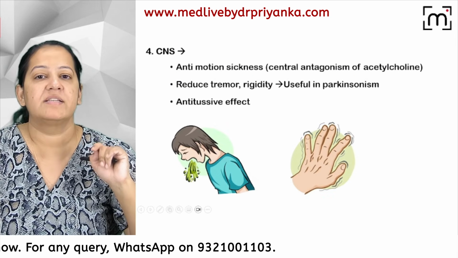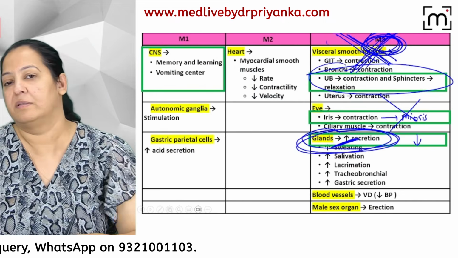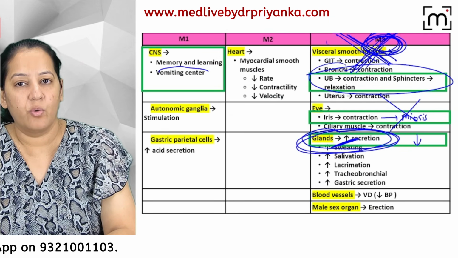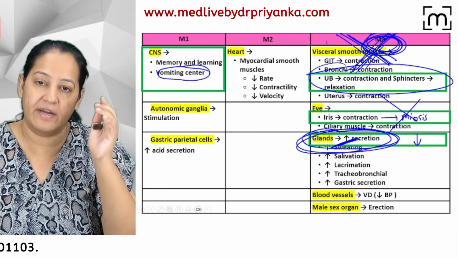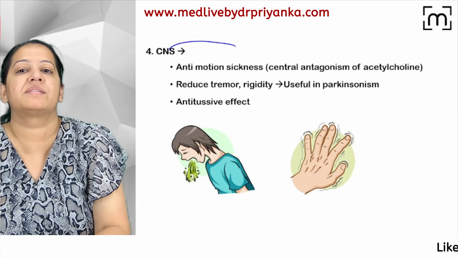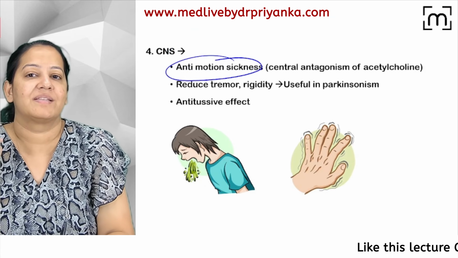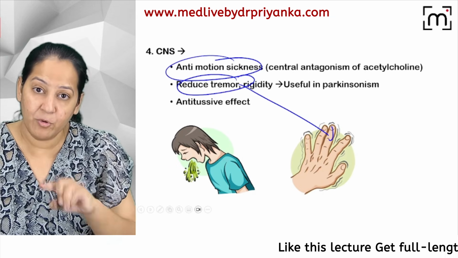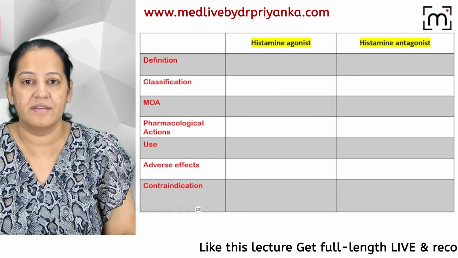One more thing in the CNS. What does acetylcholine produce in the CNS? In the CNS, acetylcholine produces vomiting; the vomiting center is stimulated. Here, these drugs block the vomiting center. So it is producing anti-motion sickness. We use these drugs as anti-motion sickness, and to reduce the tremors in Parkinsonism. So anti-motion sickness, anti-tremor in Parkinsonism. Got it? Yes or no?